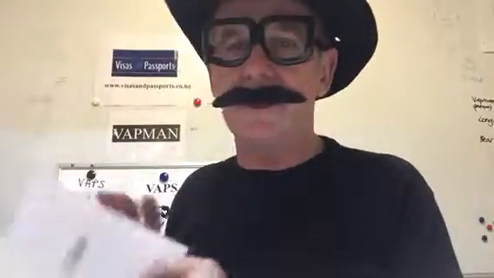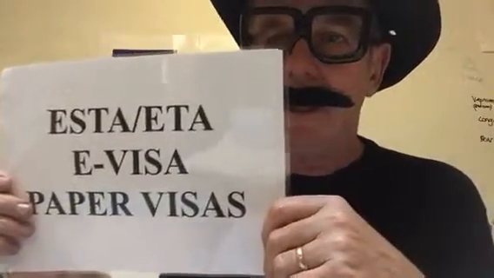Okay, so today we're doing the Australia Tourist Visa. And there are three types of Australia Tourist Visa: the ETA, the E-Visa, and the paper visa. If you're eligible for the ETA or the E-Visa, do them, because obviously they're quicker, they're cheaper, they're online and so on. But if not, you'll need to do a paper visa, okay?